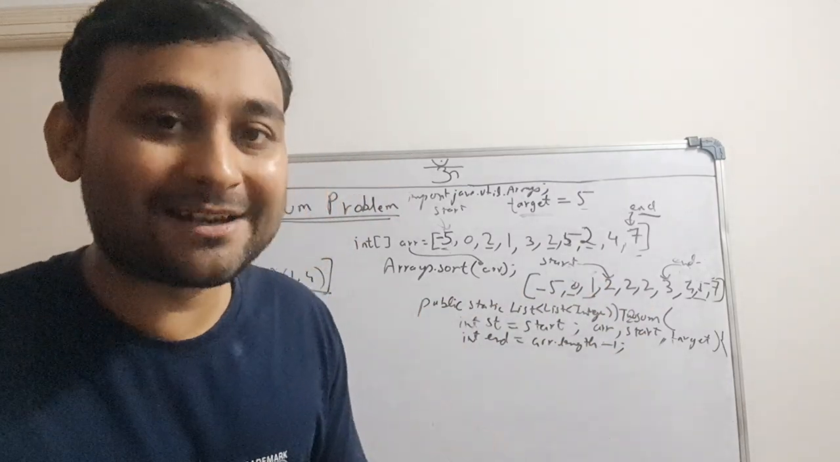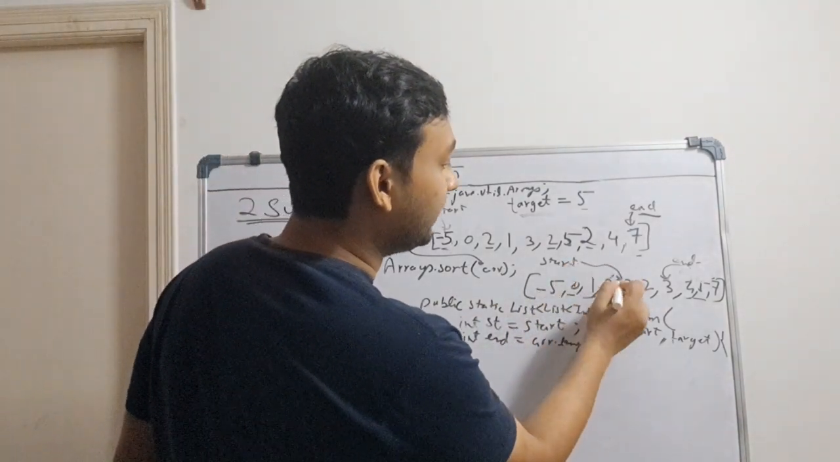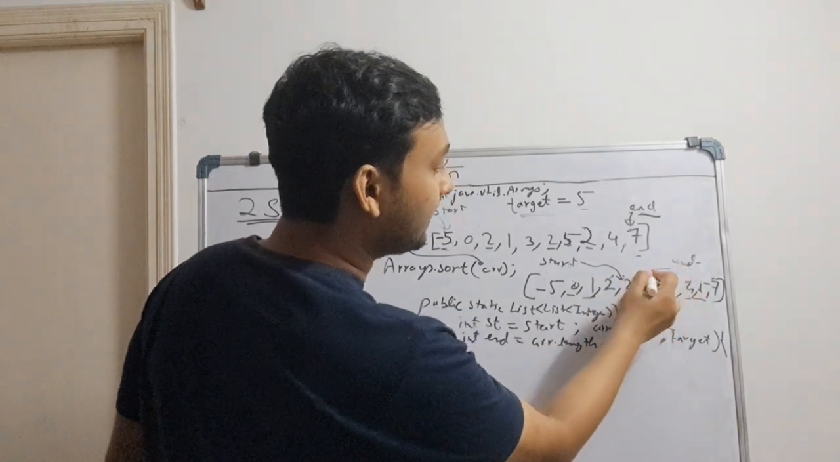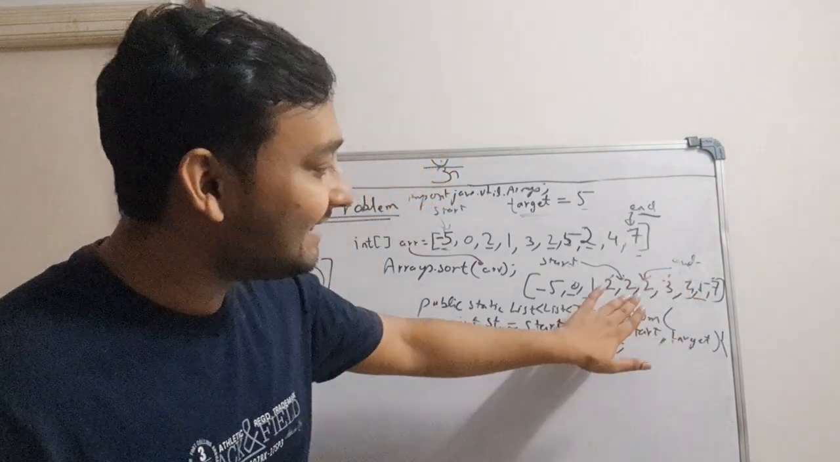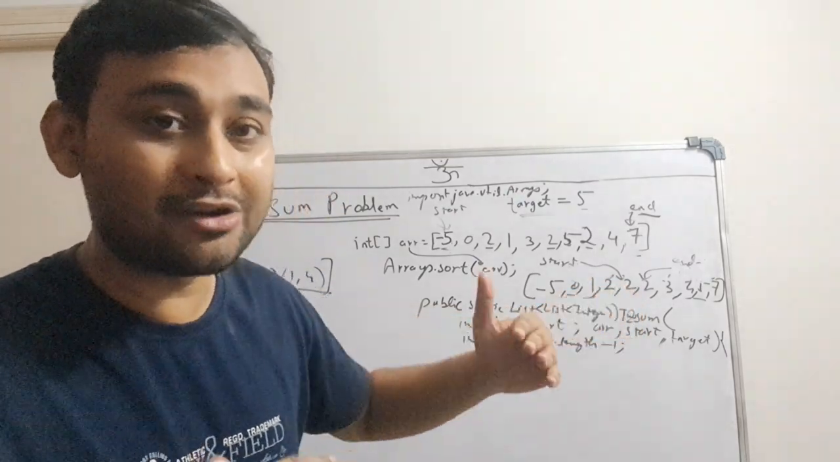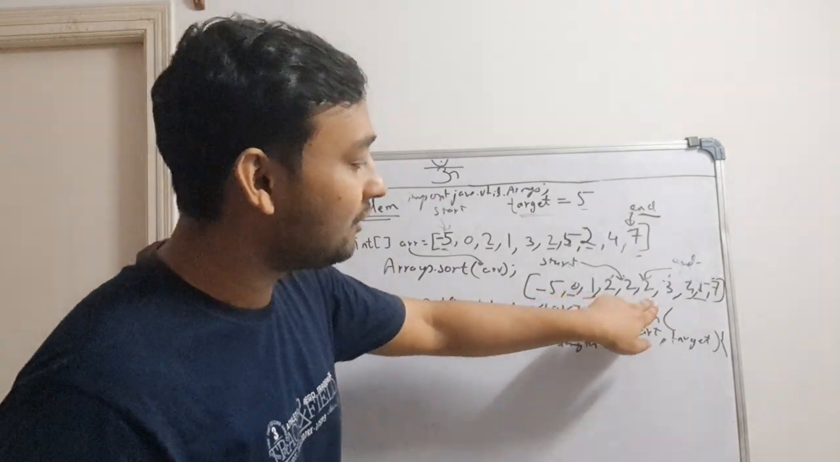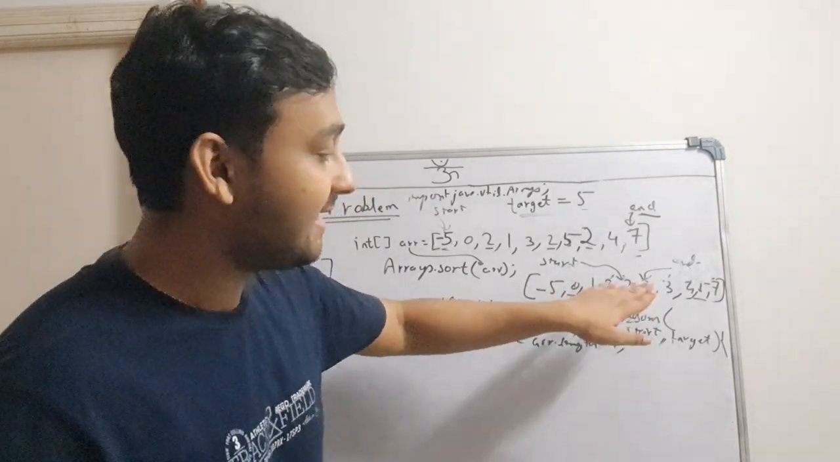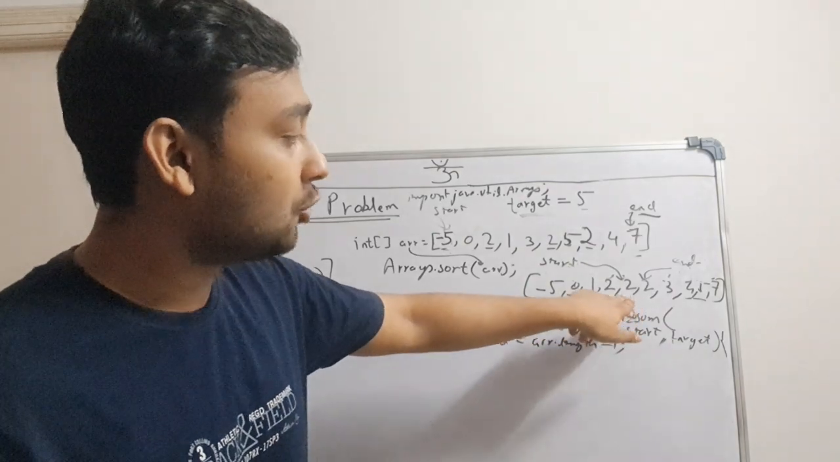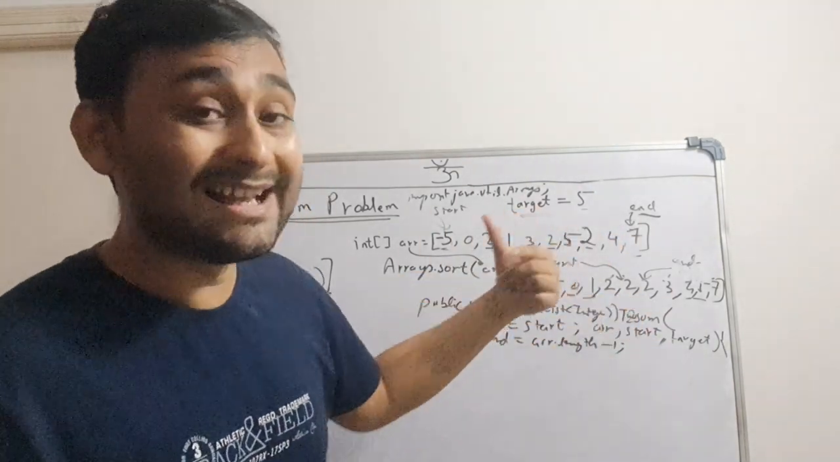Now again I have to do start plus plus and end minus minus. So now start will point to 2 here, and then end will point to this 2. Till this point also start is less than end. Start has not become equal to end or surpassed end yet. So here you can see start is pointing to 2, end is pointing to 2, and start is less than end. So is 2 plus 2 equal to 5 or not? No, 2 plus 2 is less than 5.